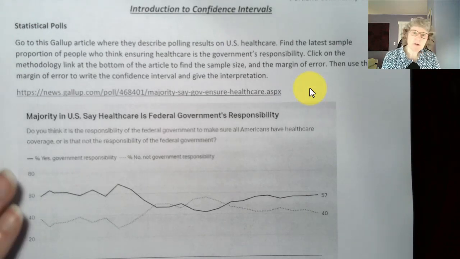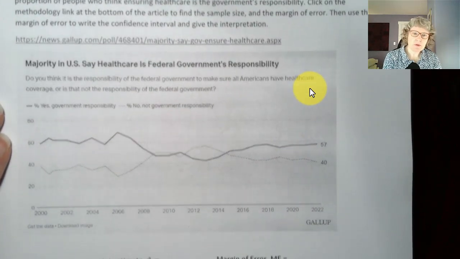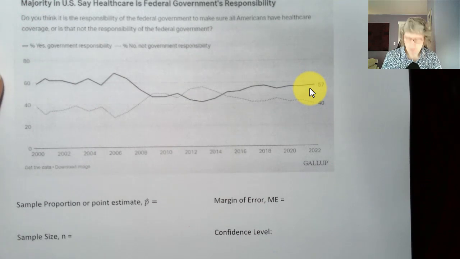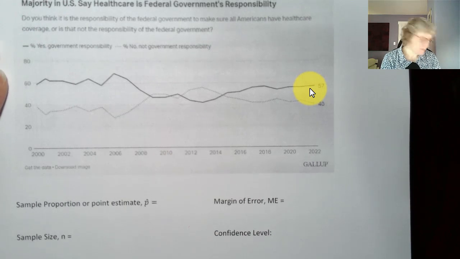Okay, so I've got the graph here for you for reference. What we want to know, these are the things we're going to be working with, and I'll define them. Of course, this is just by way of introduction, so you can get a sense for what this has to do with real life.